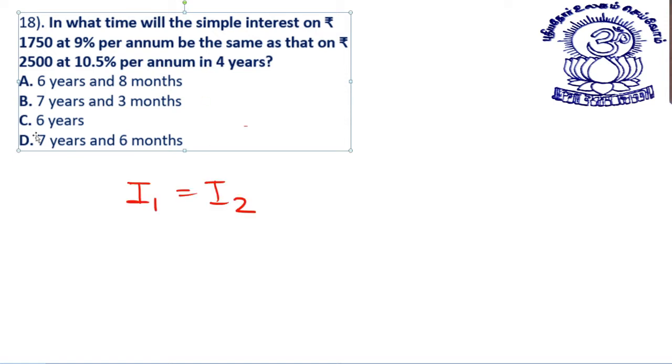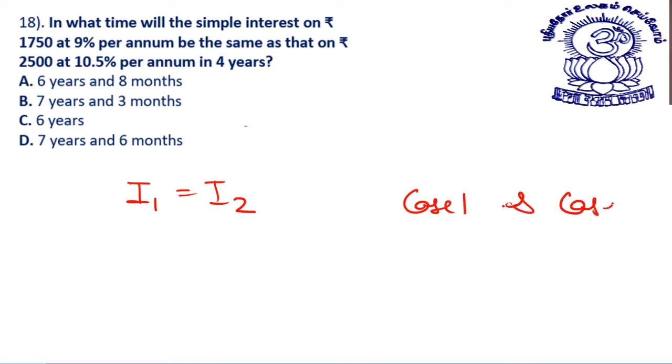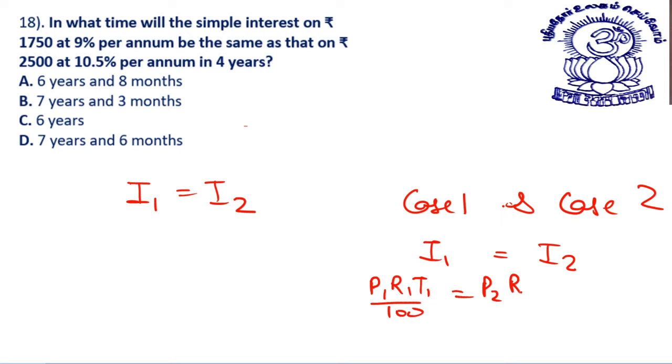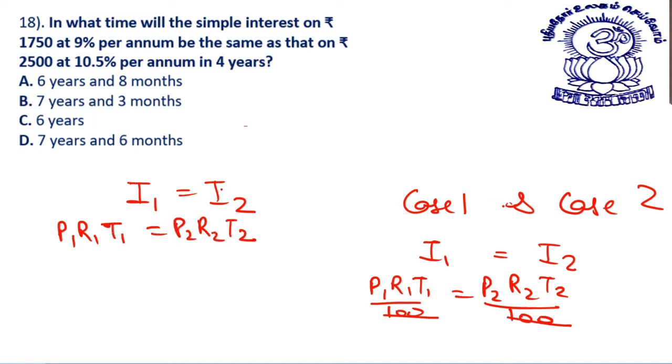There will be two cases given to us. Let's say case one and case two. In both the scenarios, both the cases, the interest one will be equal to the interest two. That is, first of all, if I write I1 is equal to I2, then what will happen? P1 R1 T1 by 100 is equal to P2 R2 T2 by 100. The 100 will cancel. So what I will be doing is P1 R1 T1 is equal to P2 R2 T2.